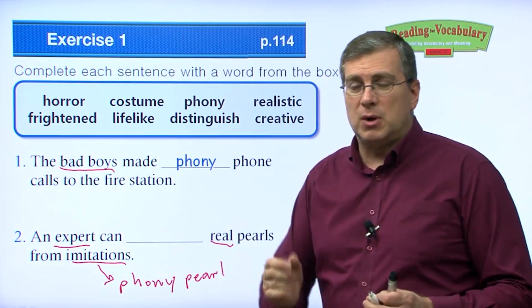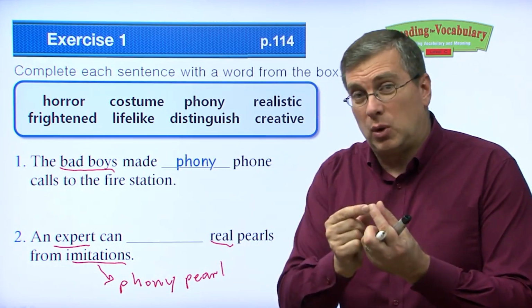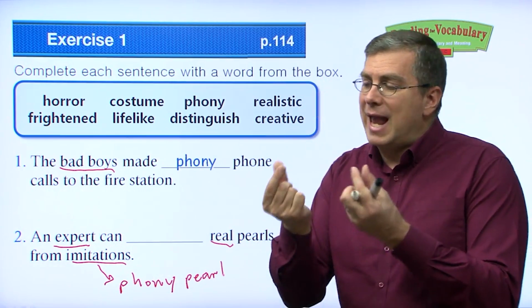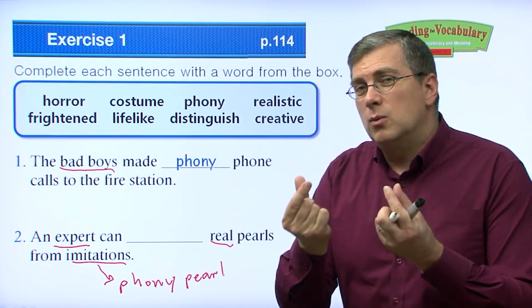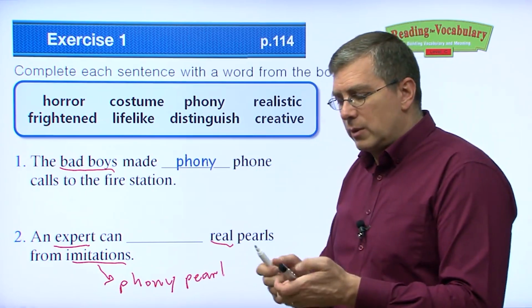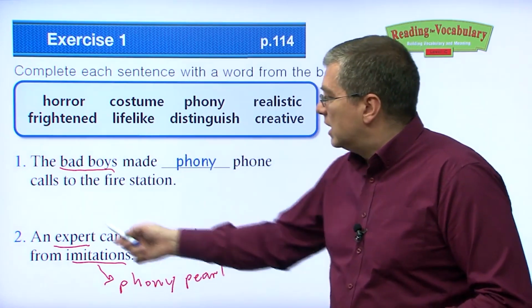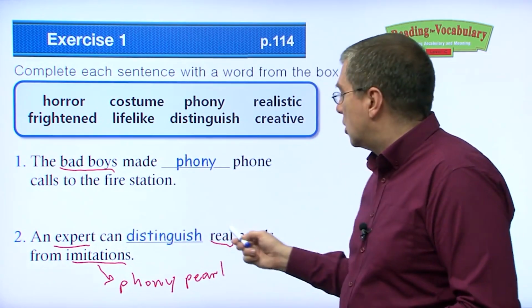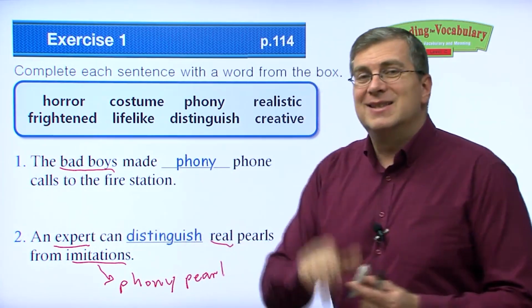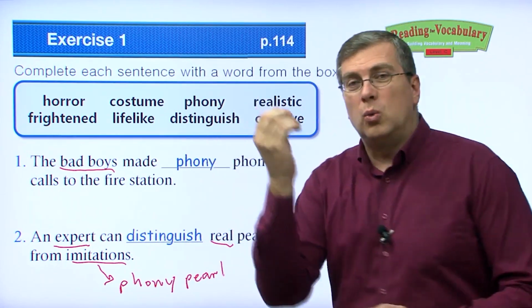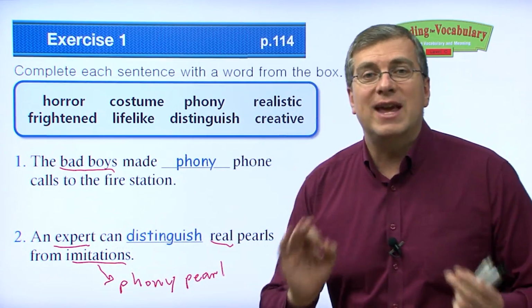Very beautiful like stone, and people will use it in jewelry, especially necklaces. Now, of course, an expert can tell, because some people try to copy the real pearl from nature, right? But an expert can tell the difference. What's another word for tell the difference? Another word that we talked about here is distinguish. So an expert can distinguish real pearls from imitations. It means an expert can tell the difference between a real pearl and a phony pearl, an imitation, a fake pearl.